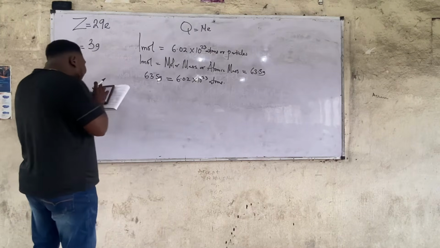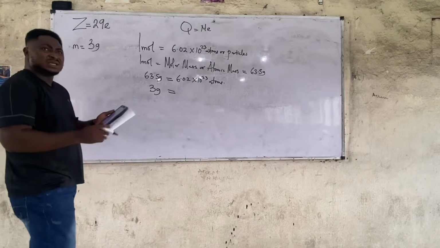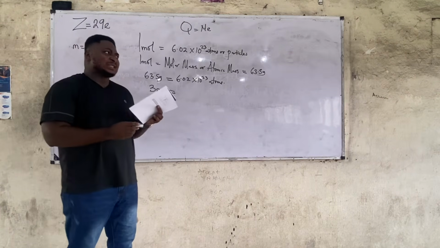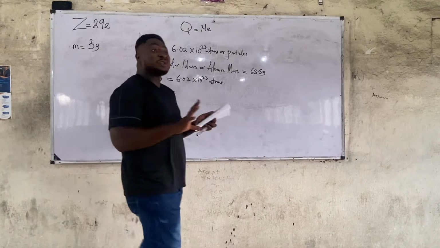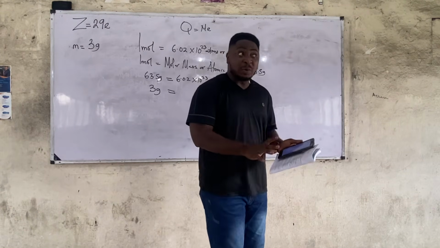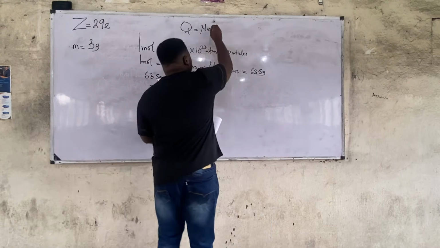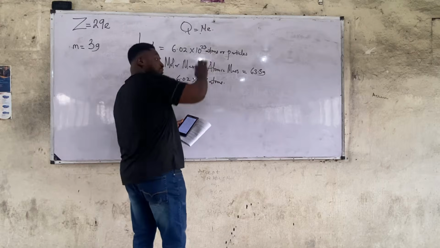But class, the question gave us just 3 grams of copper. How many atoms will now be found in 3 grams of copper? Because it's 3 grams of copper we're dealing with. Class, do you know what we're doing? The question asks us for the total quantity of charge in 3 grams of copper. The formula is Q equals NE, where N is the number of particles and E is the electronic charge.